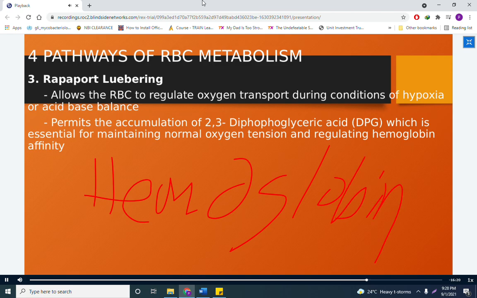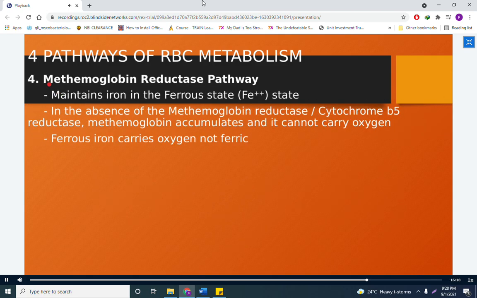And then the last one is your Methemoglobin Reductase Pathway. It maintains iron in the ferrous state. In the absence of methemoglobin reductase or cytochrome B5 reductase, methemoglobin accumulates and it cannot carry oxygen. Ferrous iron carries oxygen, not ferric. So if you're asked, what's the form of iron that can carry oxygen? It's your ferrous iron. Okay. I'll discuss methemoglobin, class, next week.